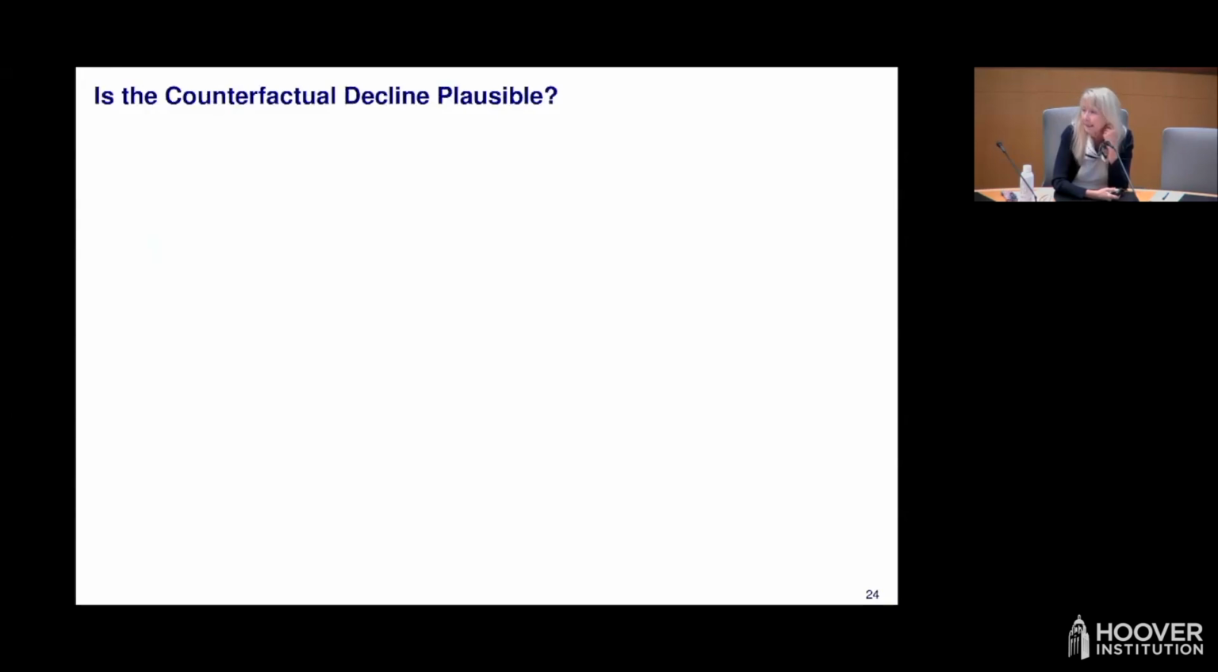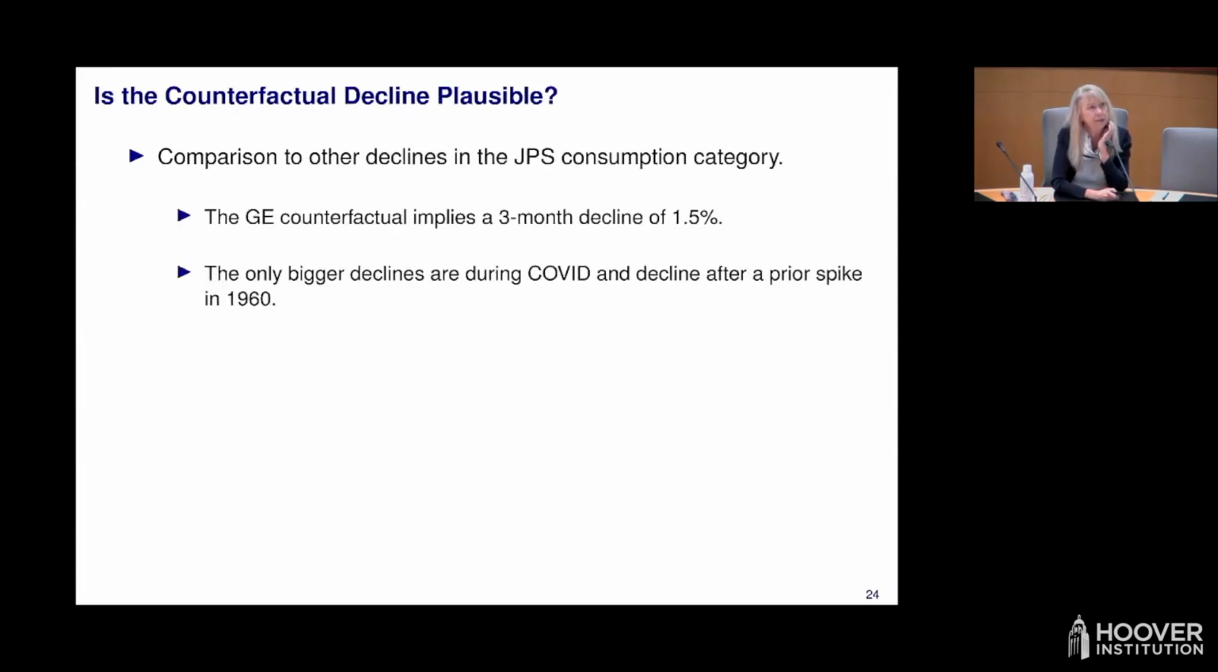So is that counterfactual decline plausible? Remember, this is a really important step in our method. We do comparisons to other declines historically in this category. Our GE counterfactual implies a 3-month decline of 1.5%. The only bigger declines that you can see in the data, which go back to 1959, this is the monthly data, are during COVID. And then there's this decline after this weird spike in 1960. We spent so much time trying to figure out why there was a spike.